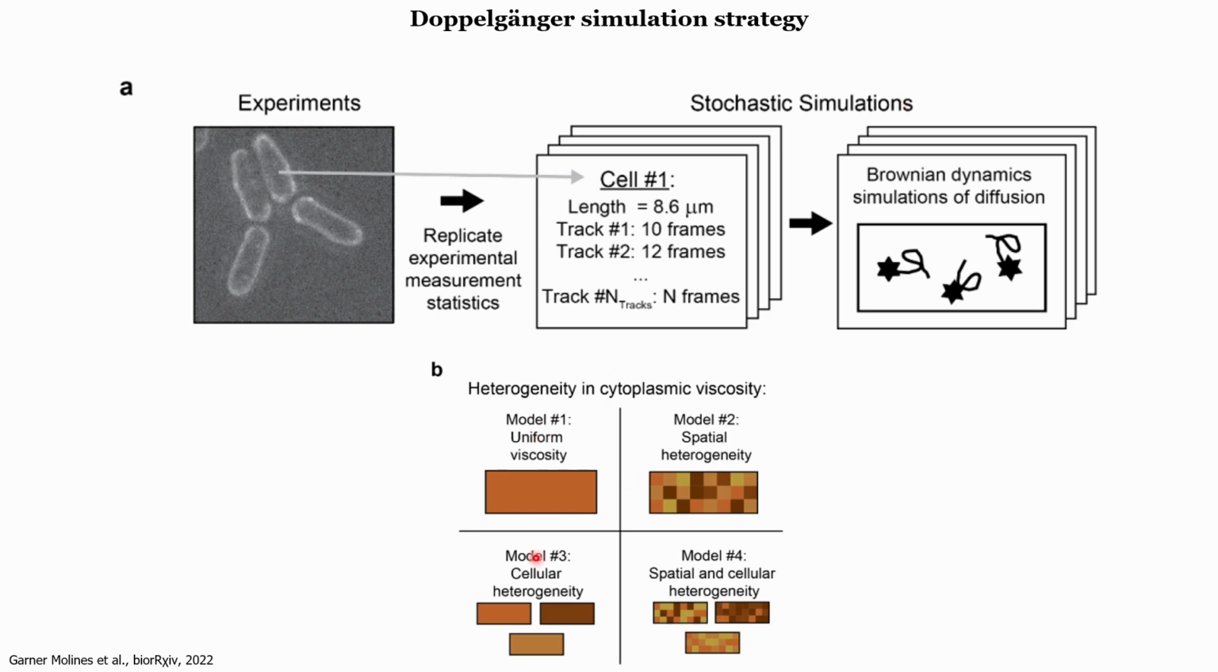And so we built 4 different flavors of the model. One is what we call uniform viscosity, where the cells are all the same, and inside the cells are uniform, and the viscosity is the same everywhere. Then we had model 2 with spatial heterogeneity, where the cellular average viscosity is the same from cell to cell, but it's broken down in a random pattern inside each of the cells.